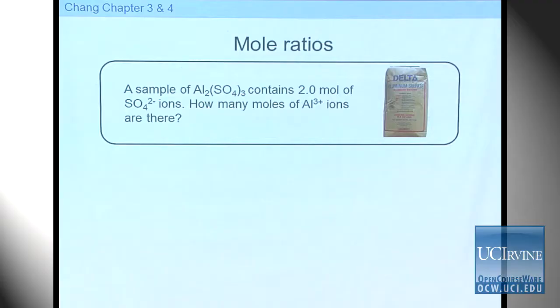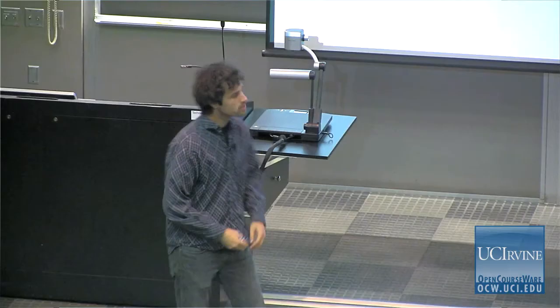Okay, so here I have a bag of this stuff, aluminum sulfate. And it says that the sample contains 2 moles of sulfate ions. The question then is, how many moles of aluminum ions do I have? Okay, so this is exactly the same problem as before. Namely, I have two things, sulfate ions and aluminum ions. I know the number of sulfate ions. I do not know yet the number of aluminum ions.